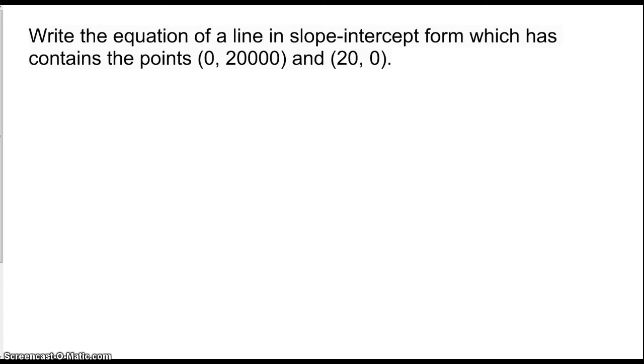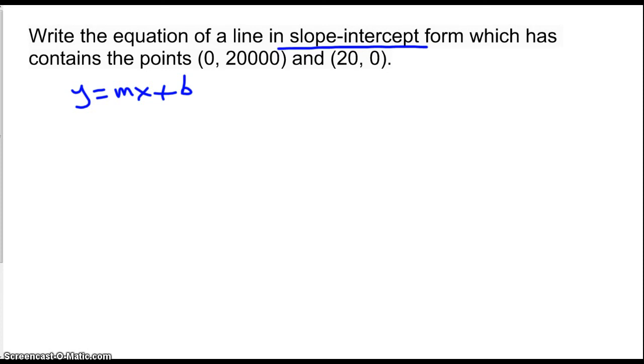Okay? Alright, here's the first one. Write the equation of a line in slope-intercept form, which contains the points (0, 20,000) and (20, 0). Alright? Let's see. So I've got to have a line in slope-intercept form. So right there it tells me that this is probably the form I want to look for. Okay? So what can I do to find that?